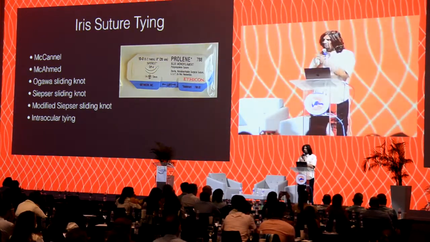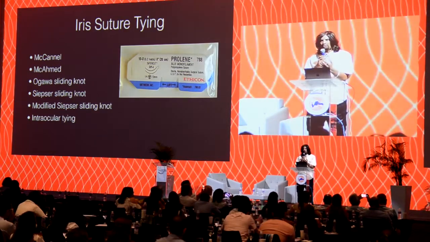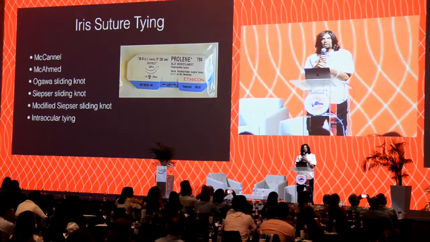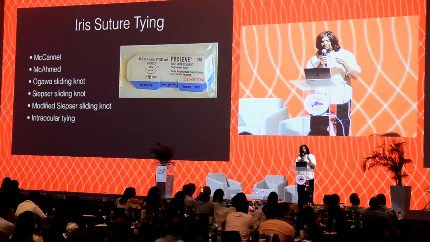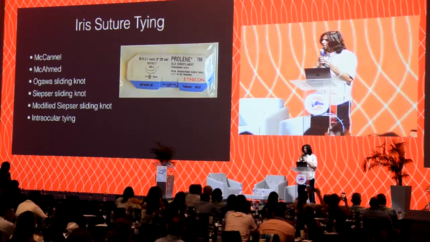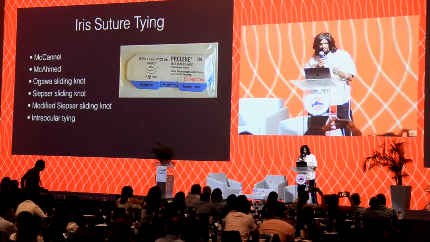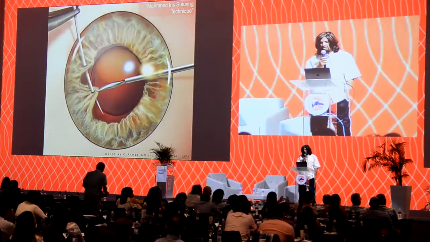Of course, the classic mechanical technique is always a good place to start, probably the easiest to conceptualize, because all the tying and the cinching down and the cutting of the suture is done outside the eye. You pull the knot to the wound. But this distorts tissue a lot. So others like Siepser and Ogawa and ourselves have modified things. And this is a technique that one of my fellows has called the Ahmed.